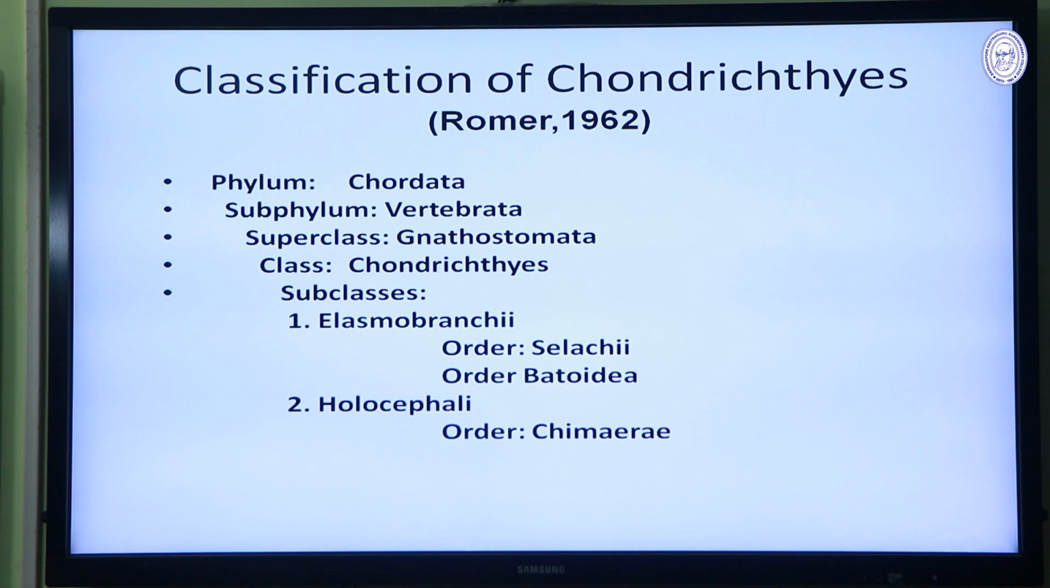One is Elasmobranchii, another is Holocephali. Under Elasmobranchii, there are two orders, Cephalochordata, that is all kinds of sharks, and order Batoidea, that is rays. Under Holocephali, there is only one order, that is Chimaerae.